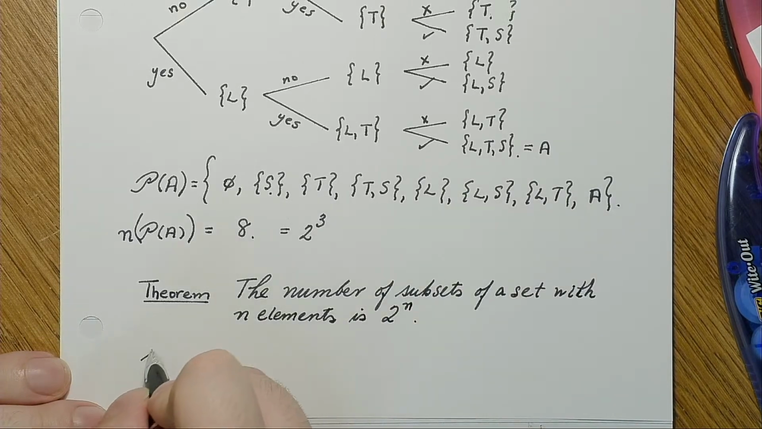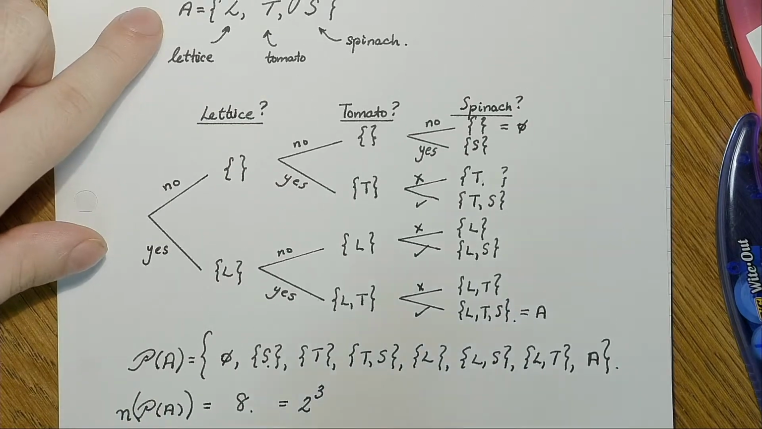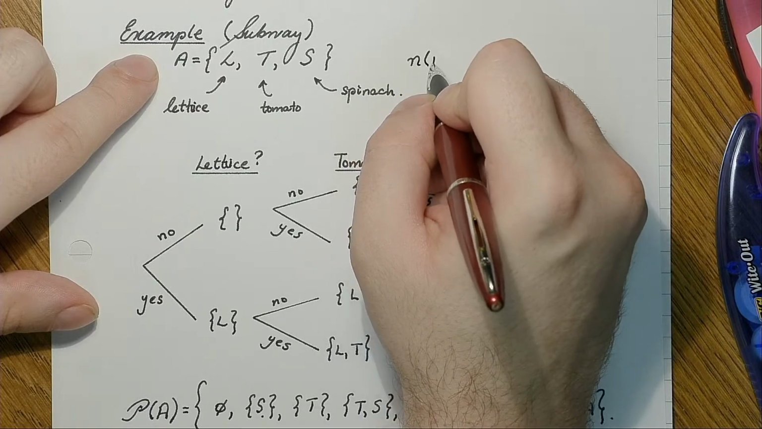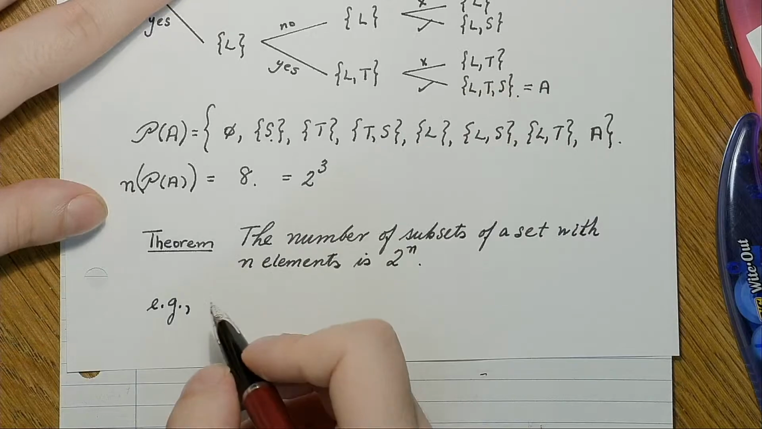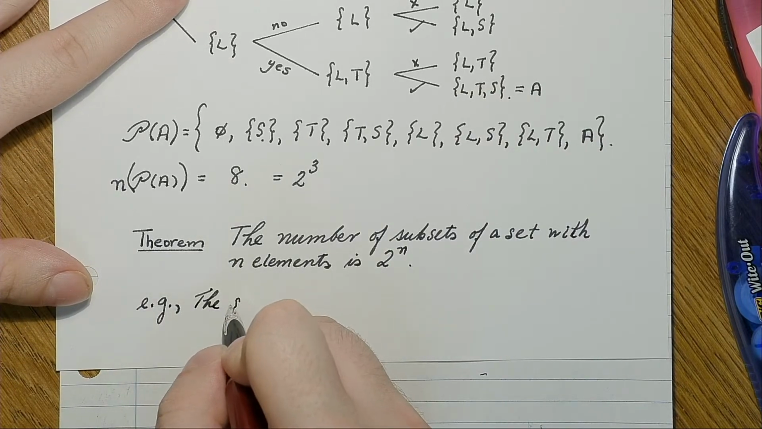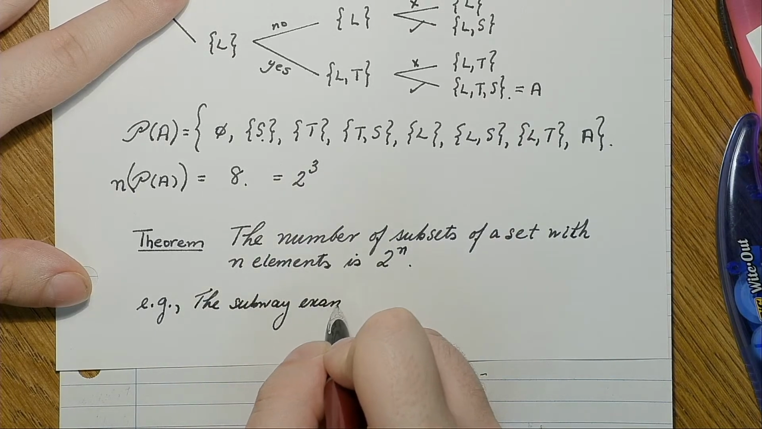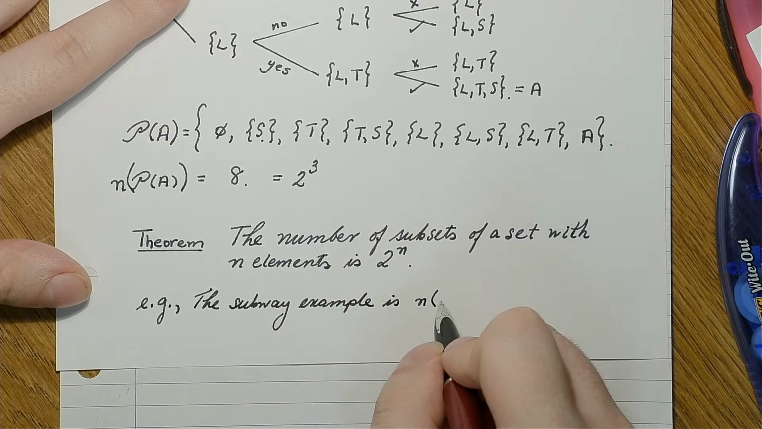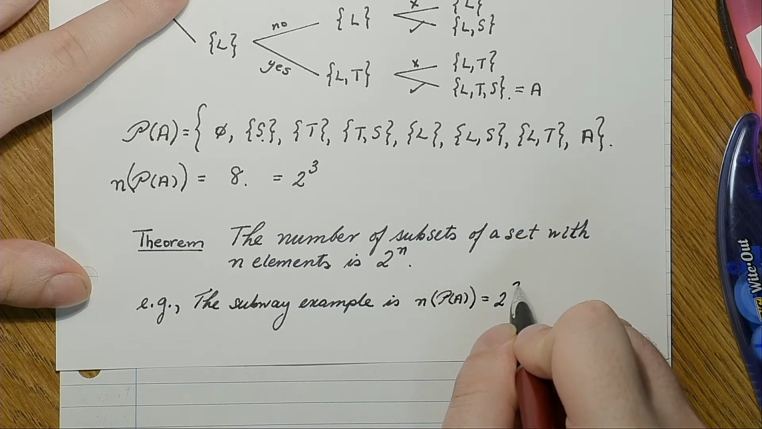So that means, going back to our original subway example, the number of elements was 3. So the number of elements of the power set of A is 2 to the 3, which was 8.